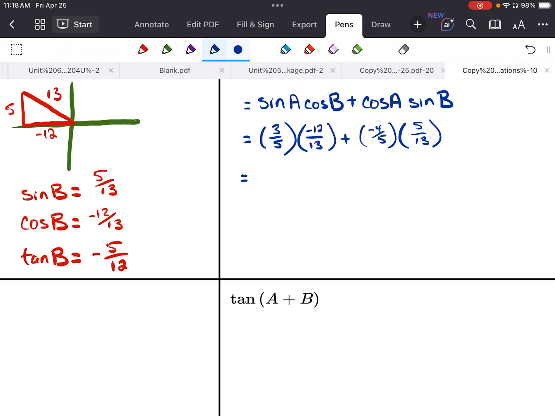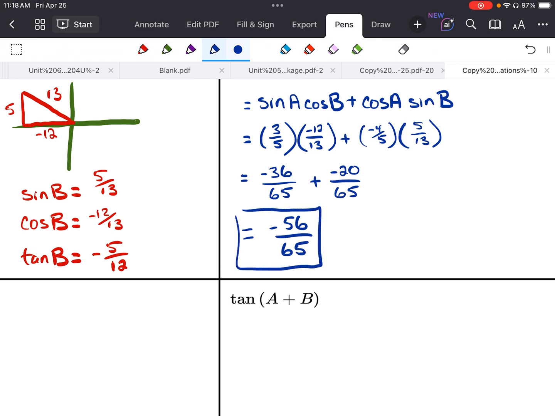Okay, we multiply these out, we get negative 36 over 65. Over here we get negative 20 over 65. Okay, negative 36 plus negative 20 is negative 56 over 65. And that's our answer.